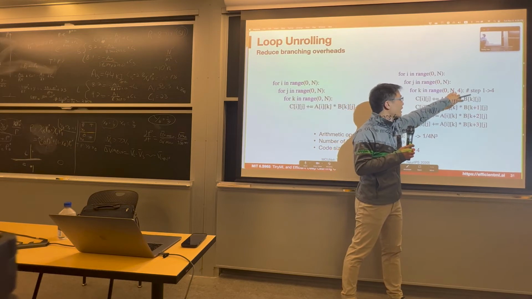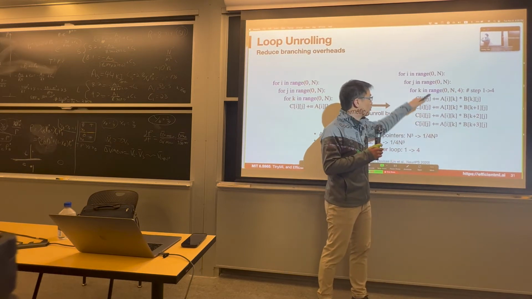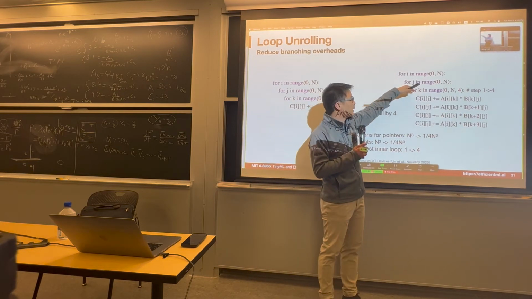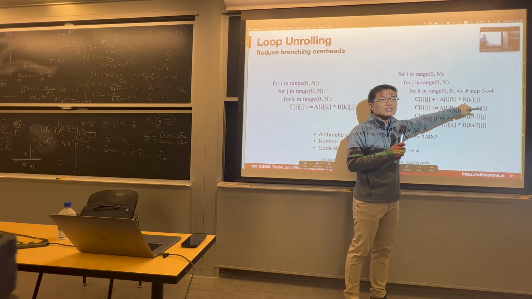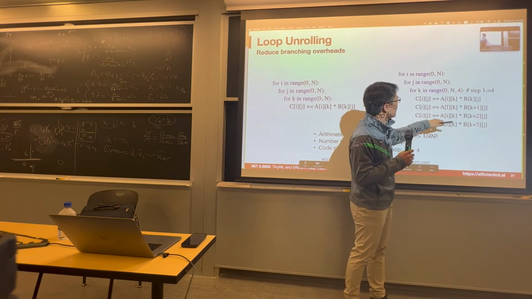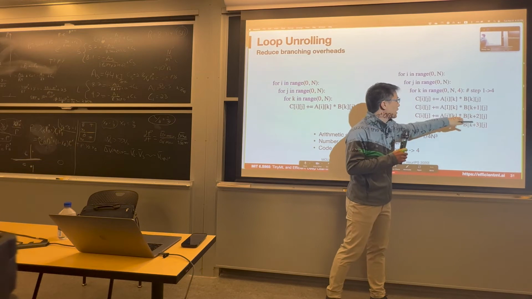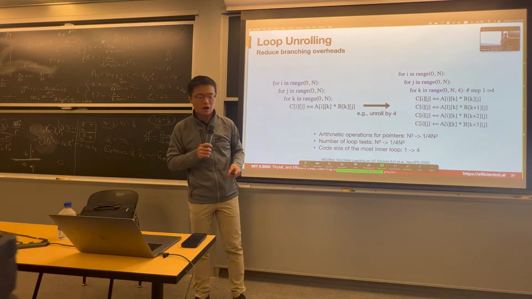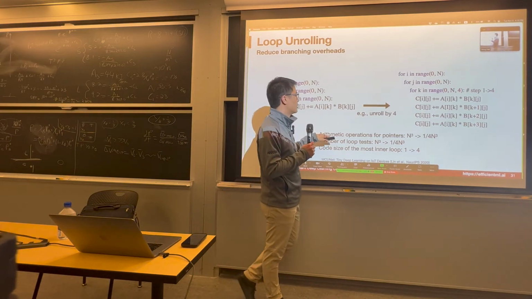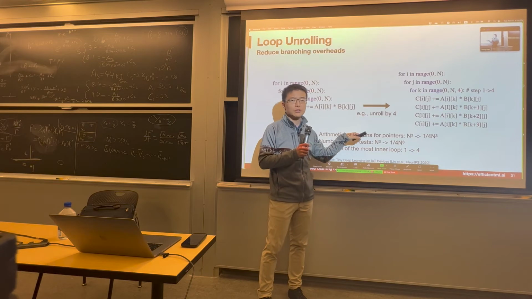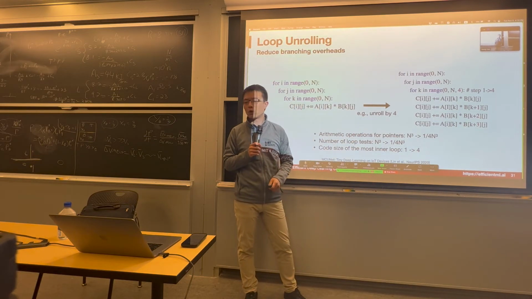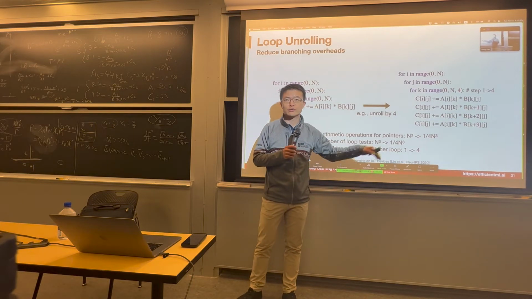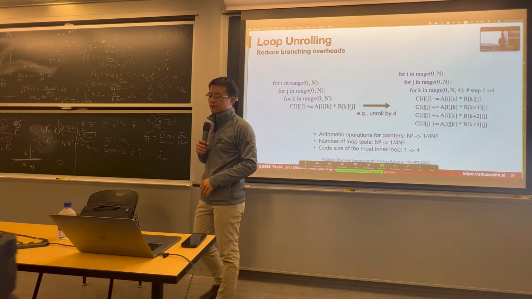So with every k here, we are going to do 4 operations rather than 1 operation in the loop. With every k, we are going to calculate aik, bkj, as well as k plus 1, k plus 2, and also k plus 3. Right. So in this case, we are reducing the number of pointer operations from n squared to one quarter of n squared. And the number of loop tests is also reduced to only 1/4 of the n squared.